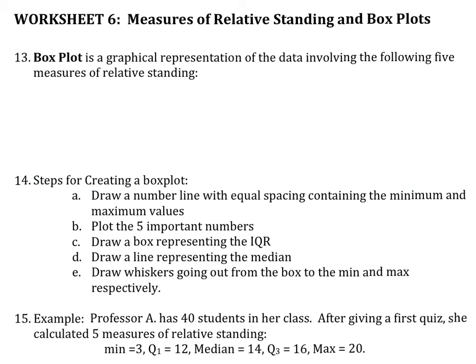Okay, now we're at number 13. Box plot is just a graphical representation of what we just learned. So what we need for a box plot is the minimum, which is the smallest number, and we need the maximum, which is the largest number, and then we need Q1, Q2, and Q3. And Q2 was the same as the median, right? So what I'll do is we'll take these 5 numbers and then we'll put it in terms of a graph.